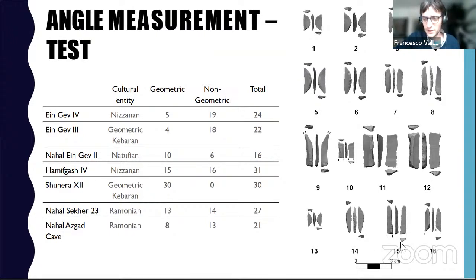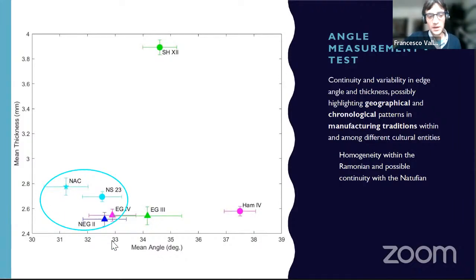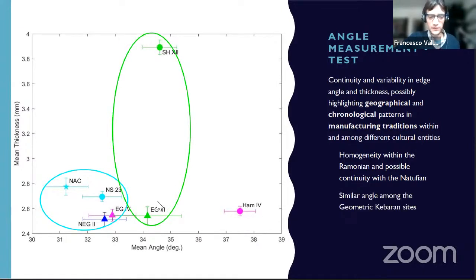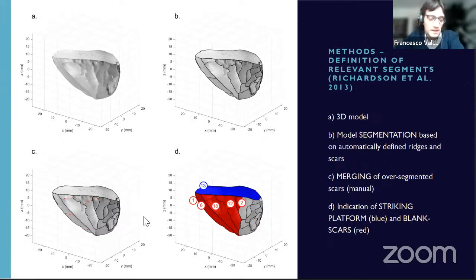We tested this methodology on a relatively small sample of microliths from different Epipaleolithic cultural entities. And although the sample was very small, we had some encouraging results. We were able to see, for example, that the microliths from the Ramonian cultural entity were very homogeneous in their angle and in their mean thickness. A very similar angle was also observed for the Geometric Kebaran assemblages, while, for example, when we look at two different Nizzanan assemblages, there is relatively high variability among them.